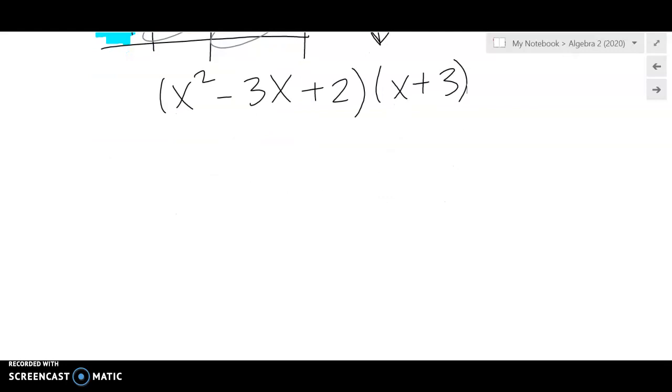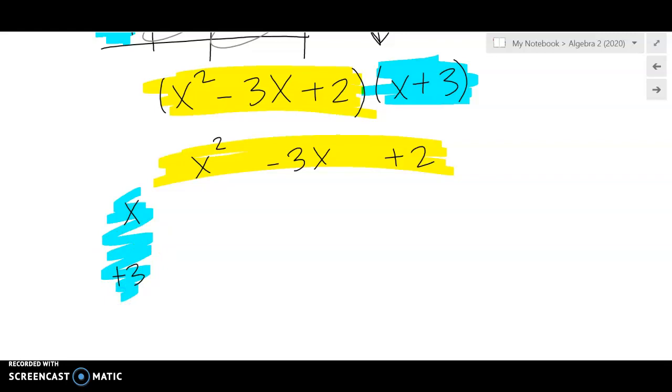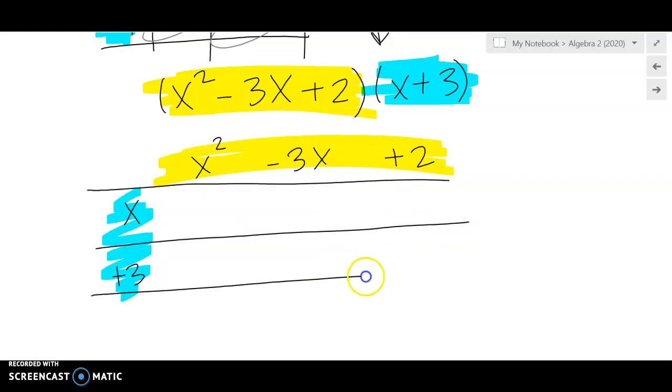So now I have a trinomial times a binomial. So I'm going to do the box again because I have to multiply these. So along the top, I'm going to have x squared minus 3x plus 2. That's the yellow. Along the side, let's do blue again. I'm going to have the x and the positive 3. So that's that blue piece along the side. And then you can just take a moment and put your lines in. Mine are not that straight, but it'll do.